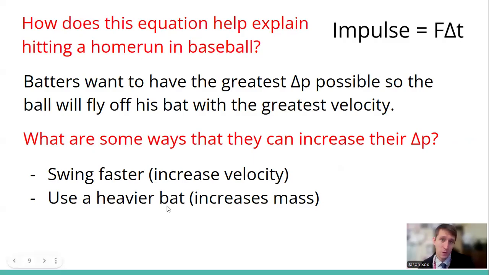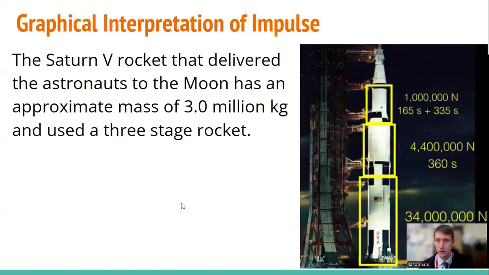But you may not know this, when batters choose their bats, they have different weights. So again, how fast they can swing the bat is related to the weight of the bat. And so those are all ways that batters can help accelerate the ball, or help their chances of getting the ball out of the park.